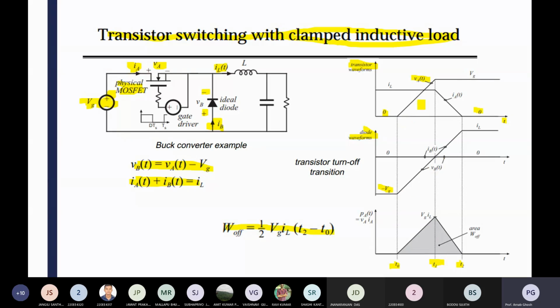Okay, so it is your VB, the clamp voltage. First the clamp voltage, and when it is reached, it will be fixed up to VG. So again it will be the clamp voltage. Okay, after that it will be zero. So VB will be maintained along this line.